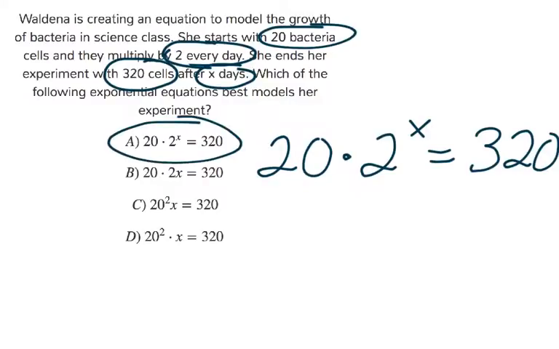B, 20 times 2x. There's no power being raised there. I'm going to cross that out. And then C and D both have 20 to the power of 2. But the x is not being raised. It's just being multiplied, which is inaccurate here for the exponential equation. So the answer is A.